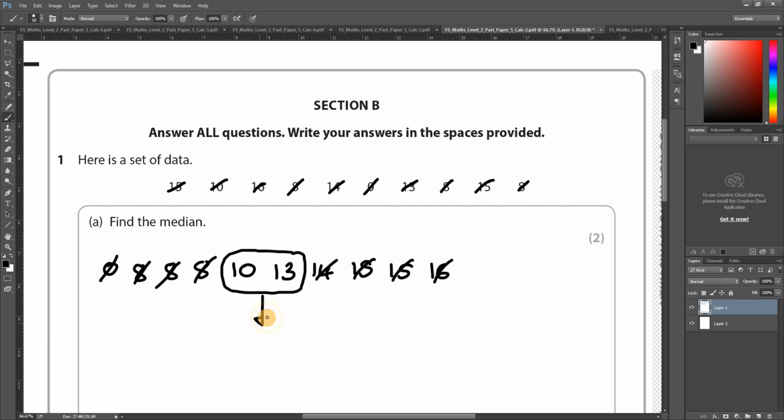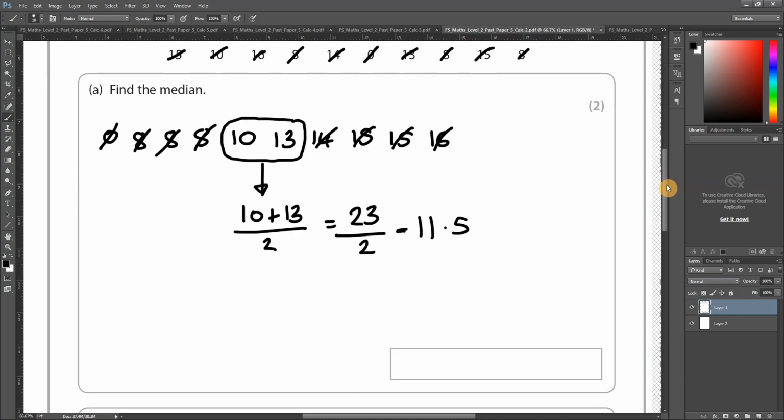So you need the middle of these. The best way of getting the middle of these is add them together and halve it, which gives us 23 over 2. And half of that is, let's do it on the calculator, 11.5. Yep, let's put that in the answer box. That goes there. Yep, 2 marks for that. So obviously 1 mark for your working, 1 mark for your answer. Let's move on to the next part.